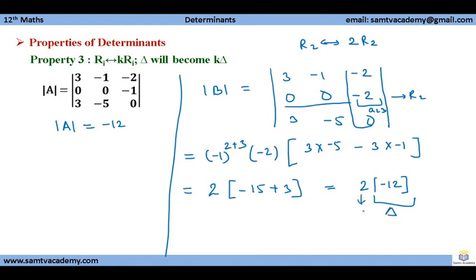We have seen that this is the value of our determinant. We have multiplied R2 with 2, so this is K. So whatever scalar value you multiply in any row or any column, it will directly appear in that determinant. So the value of the determinant is changed by that scalar value. So B is equal to 2 determinant A. This will be the relation that is satisfied for this property.